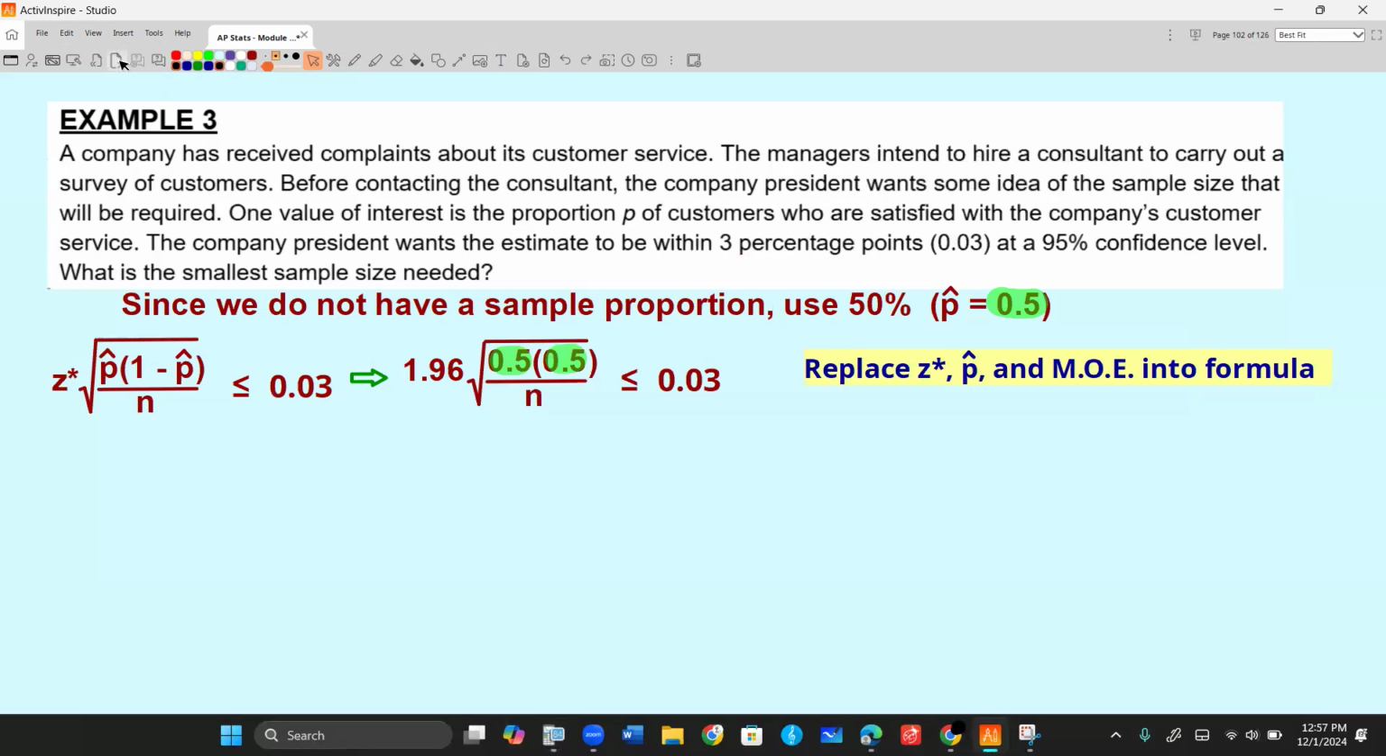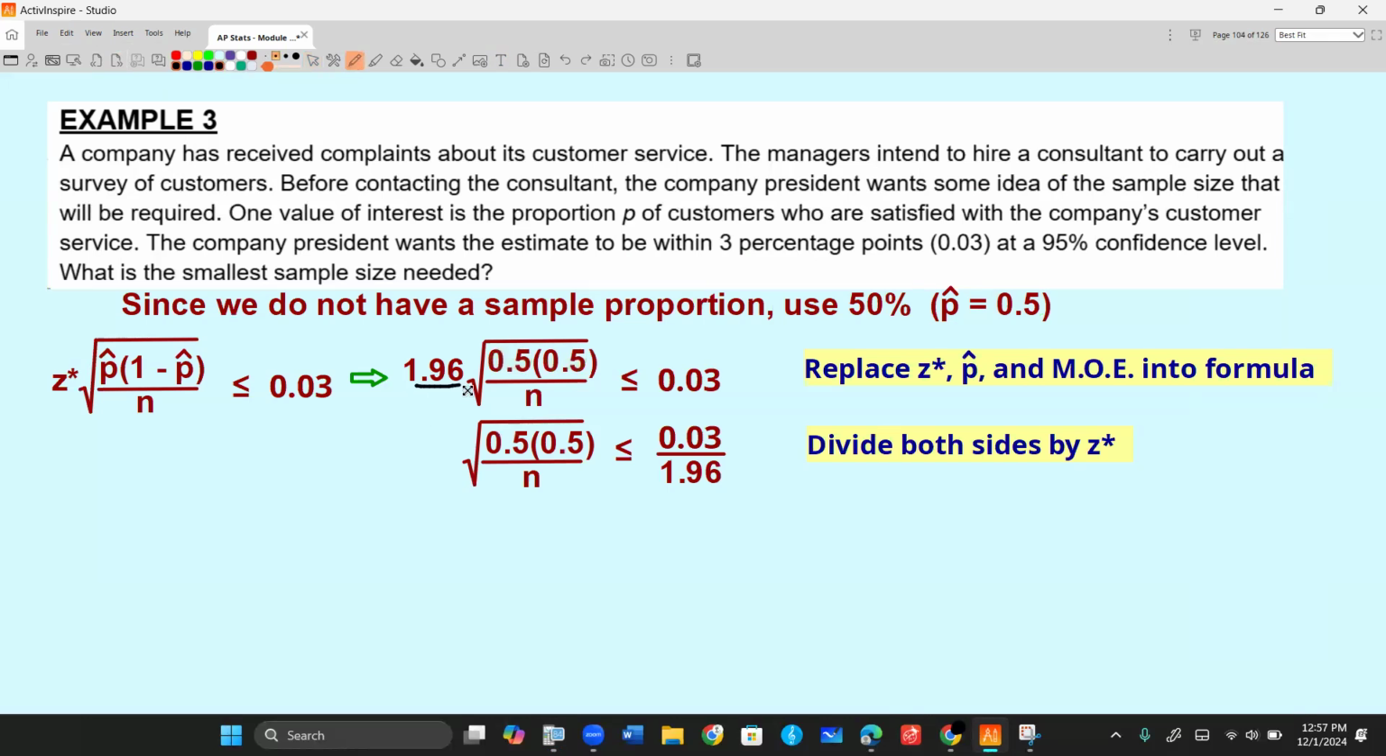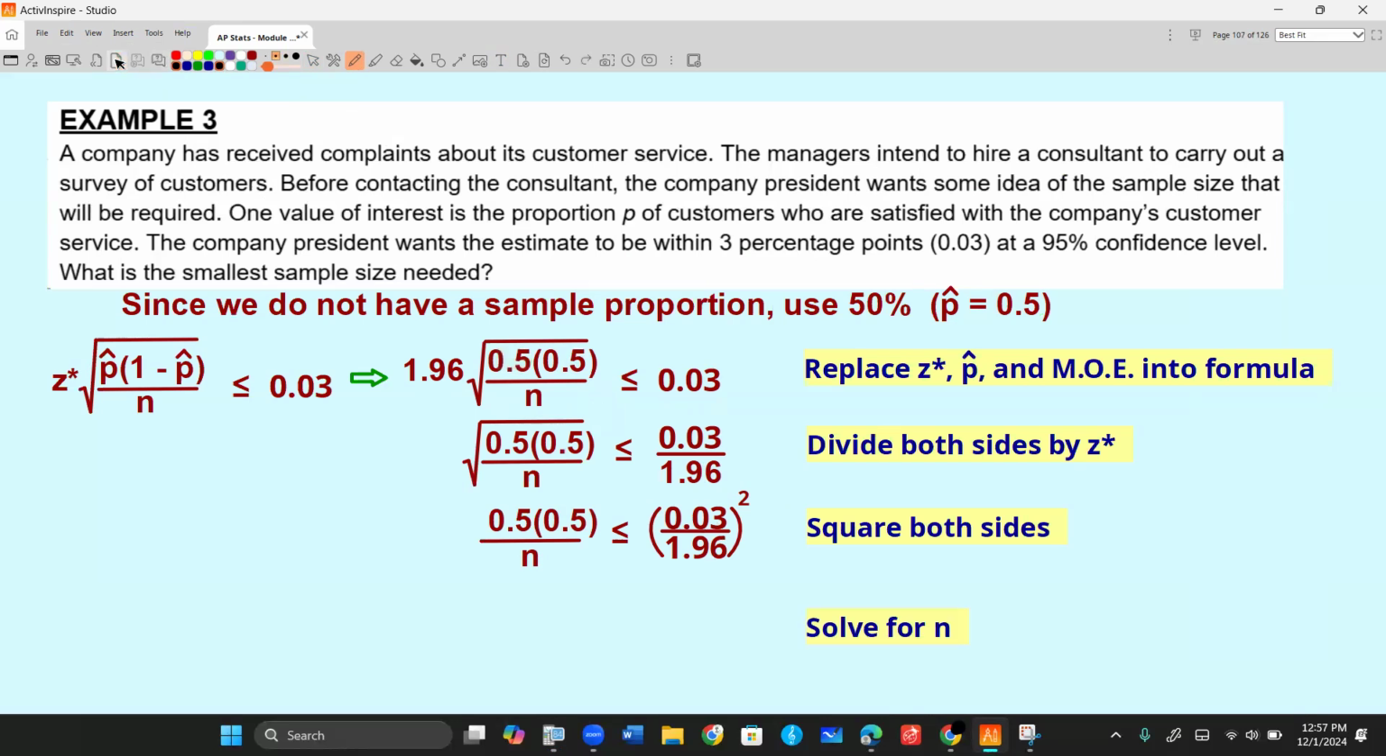Now we're going to solve this. So watch the steps here. First thing you want to do is divide both sides by the 1.96. So we're going to bring that 1.96 over here and bring it down. Then we're going to square both sides. We're going to get rid of that square root. So remember, squaring that will get rid of the square root, and that'll give you this fraction squared. Next thing I do is solve for n. So I'm going to bring the n up here and bring this fraction down below the two proportions multiplied. So 0.5 times 0.5 divided by this fraction here.